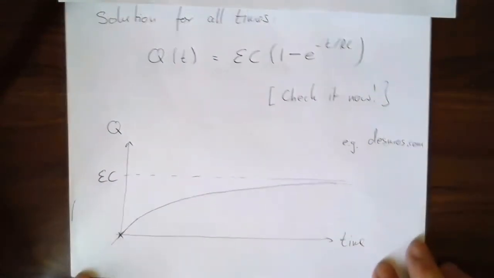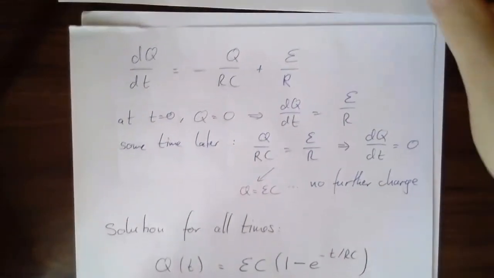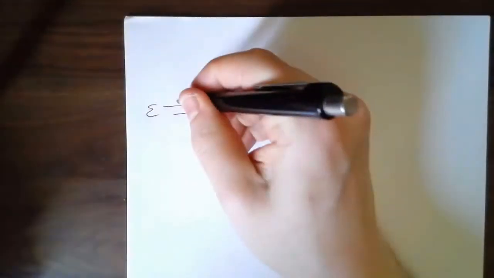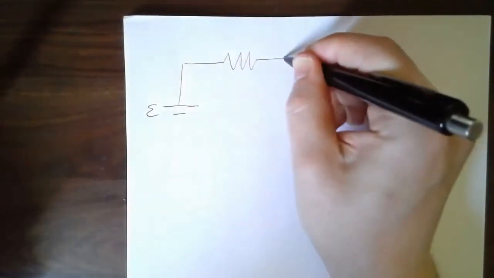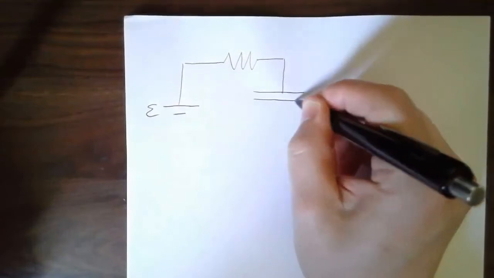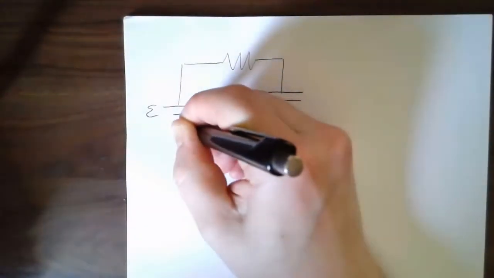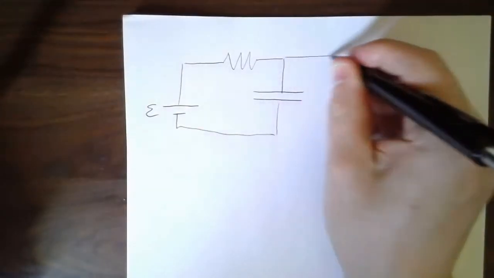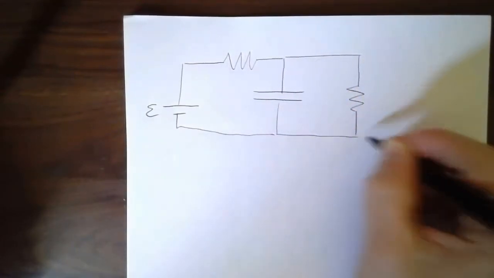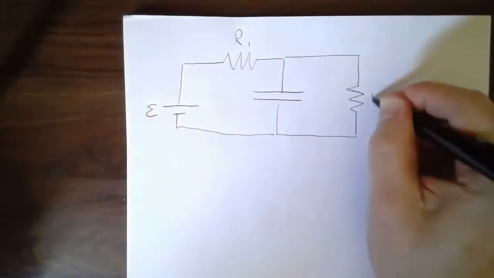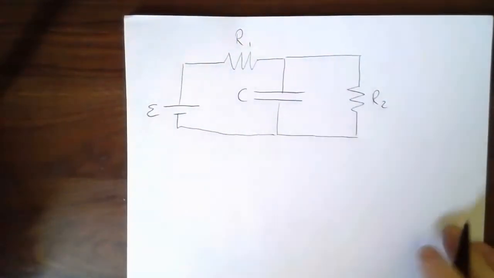Now, we could think of all sorts of other setups. So here's a fun one to think about. I'm not going to solve this for you. That one is for you. Imagine I've got a battery, some EMF, curly E, and I'm going to have a resistor here, and a capacitor here, much like before. But then I'm going to put a second resistor in parallel. Imagine this is R1, this is R2, there's some capacitance C.